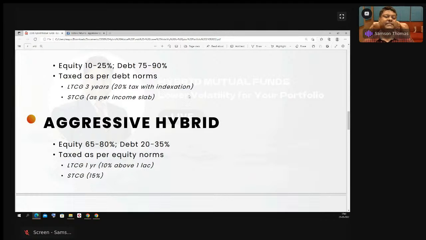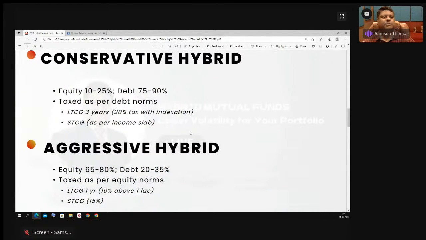Of course, you have the indexation benefit here in the debt norms. So this is the aggressive and the conservative hybrid. Basically, it is up to the exposure which the fund has towards equity. That's how it is positioned, right? So you want to understand how much exposure you want to equity and how much exposure you want to debt, and what are the taxation norms that will apply. So accordingly, you can select your hybrid fund and can select your overall asset allocation strategy.